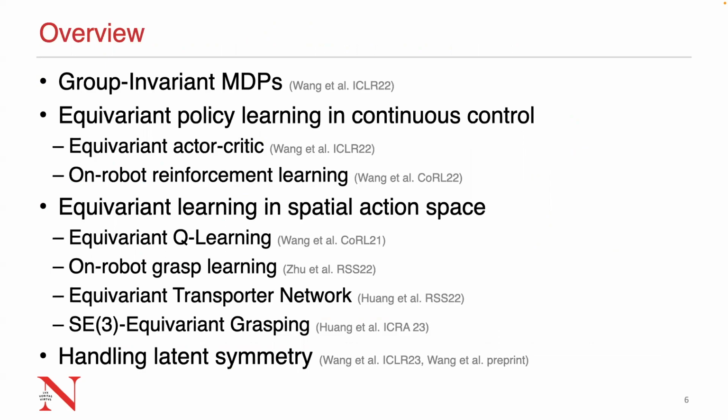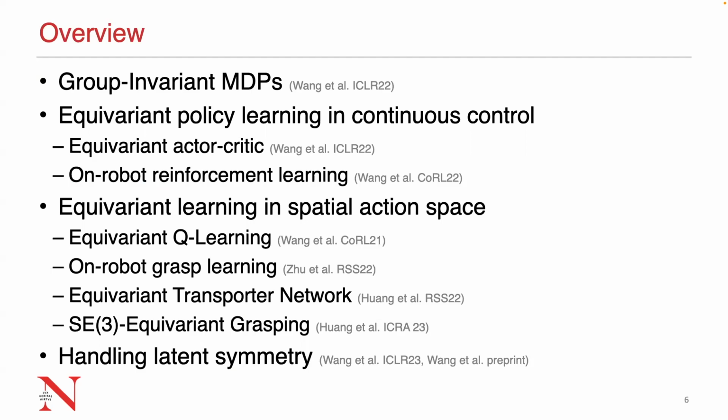I'm not sure if I can go through all of them, but I'm just listing all of the stuff here. So first, I'm going to talk about group equivariant MDP, which is a theoretical grounding of how we can apply equivariant learning in robotic manipulation. And then I'm going to talk about two or three different directions.